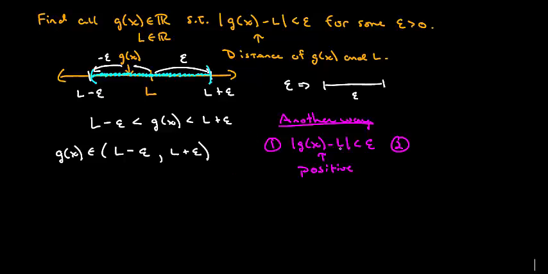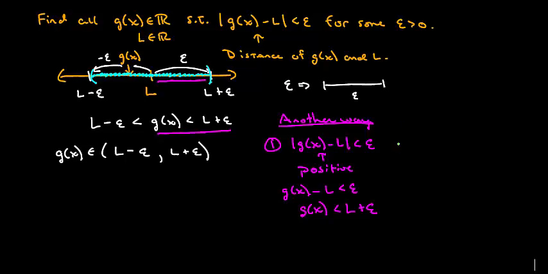For g of x minus L to be positive, g of x would have to be more than L, which means it would have to fall over on this side. That's certainly possible. g of x could fall anywhere on this interval, so it could fall over here. So if it's positive, then we can just drop the absolute values. Notice that what I got right here is g of x minus L less than epsilon. If I add L to both sides, I get g of x is less than L plus epsilon. Where do you see that? Right here.